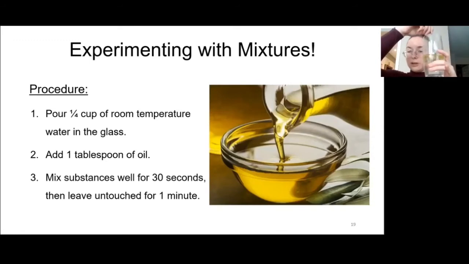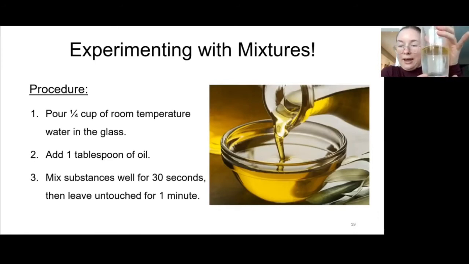So I'll let you pause the video after each experiment to do these last two steps. So just mixing the substances together and then leaving it untouched for a minute. And then we'll conclude together whether the mixture is homogeneous or heterogeneous.